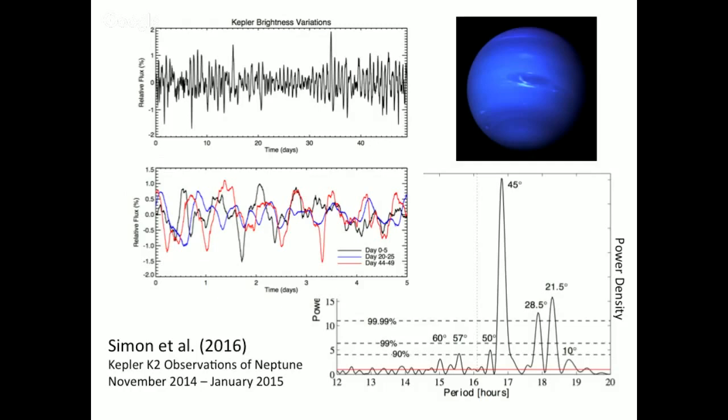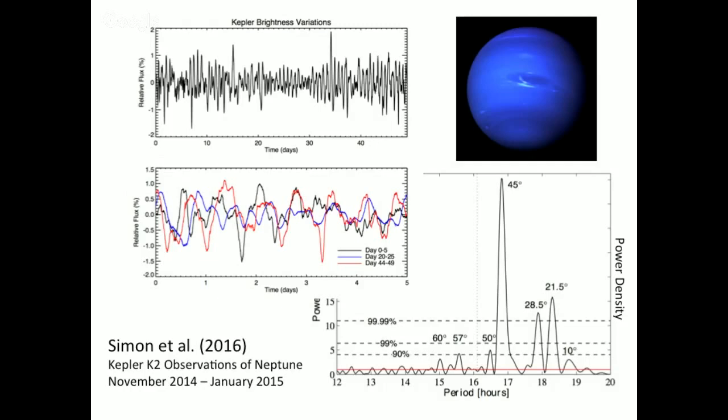And you can see that not only do you get variation in the amplitudes over time, but you can actually see there's a little bit of phase variation between these different epochs. They're not quite phased exactly right. And when Amy Simon did a Fourier analysis of this, what she was able to find is that they affect multiple peaks of variability, so multiple sine waves within this curve. And those sine waves actually correspond to latitudes on Neptune's surface.